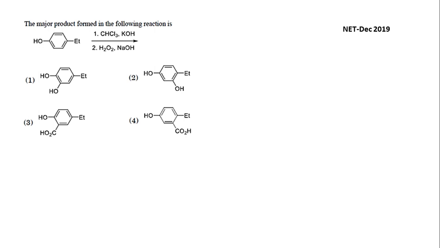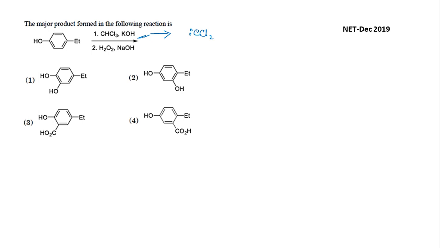Major product formed in the following reaction. Here we have a phenol derivative given. The first reagent combination is CHCl3, KOH. Now this reagent combination, obviously it will produce this carbene, right? And in the second case there is reagent H2O2, NaOH.